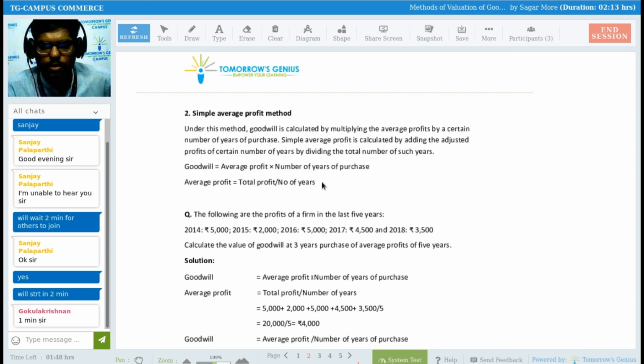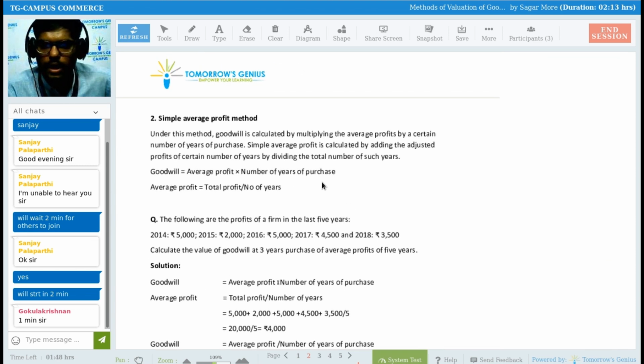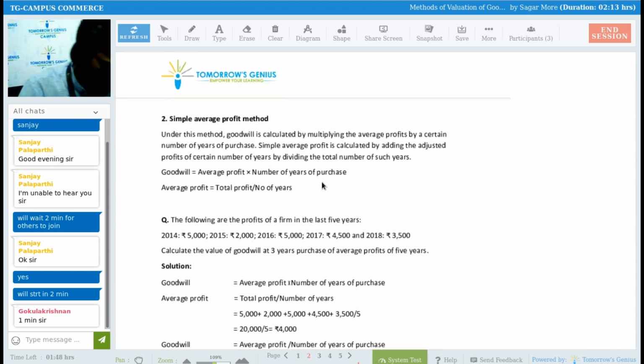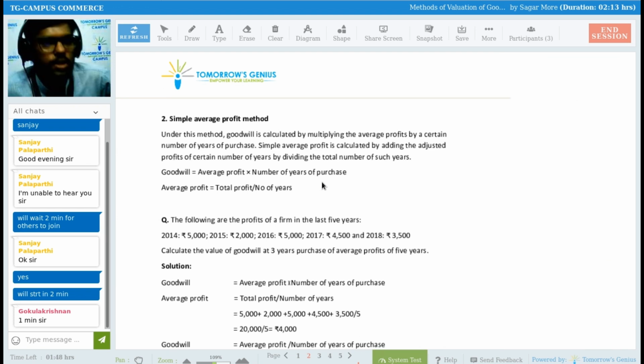Now, when we are thinking about average, there are two types. We studied in maths. There is simple average and weighted average, right? So here also for valuation of goodwill, when we are talking about average profit method, there are two, simple average and weighted average, right? We'll discuss that with the help of example.